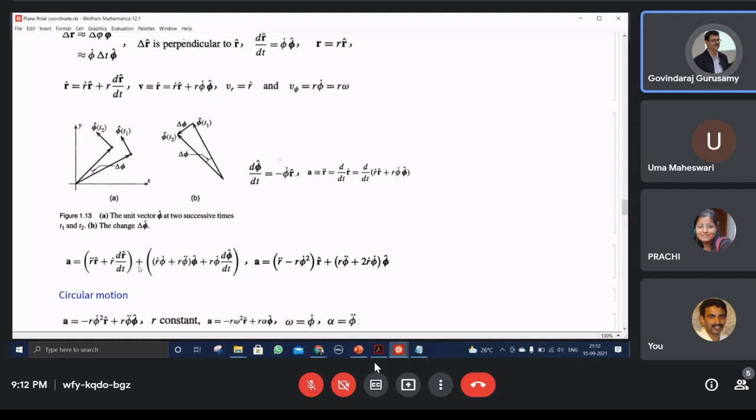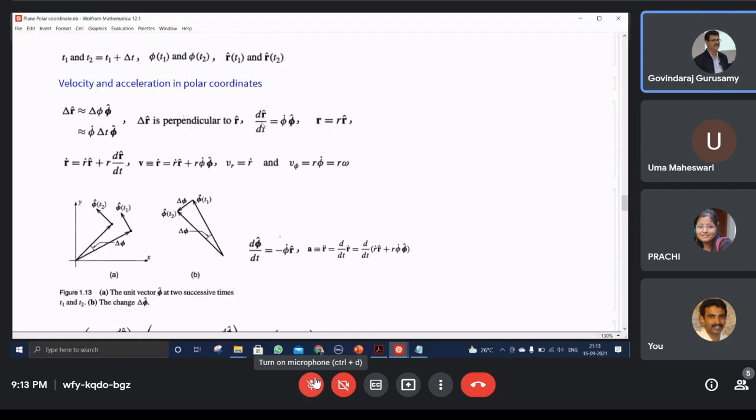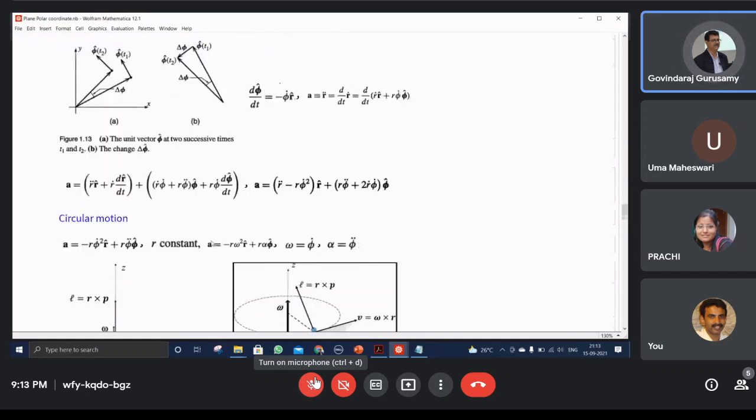Now you make a substitution for d r cap by dt, which you have already found. You remember that? What would you get here? d r cap by dt, already we have found, is pi dot pi cap. That would be entering here. Then you have another component, which is d pi cap by dt. That's equal to minus of what? Pi dot r cap. Now that also can be substituted. Once you do that, I can group them in terms of r cap and the pi cap.